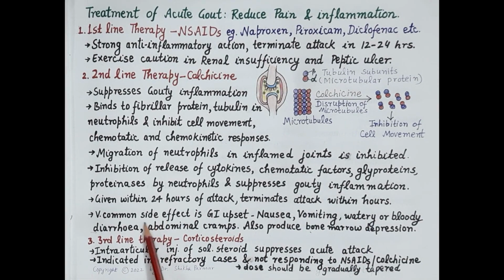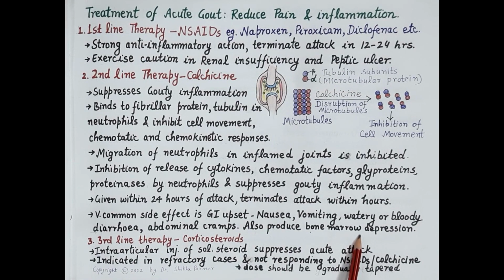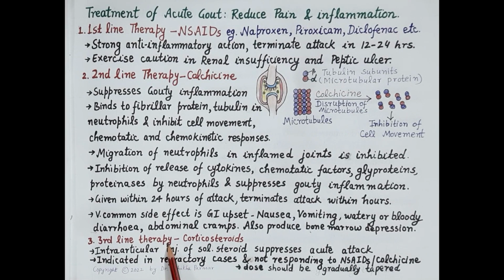Now, let's talk about the toxicity of colchicine. Now, toxicity of colchicine is high and it is dose related. Now, very common side effect of colchicine is the gastrointestinal upset. Colchicine produces nausea, vomiting, watery or bloody diarrhea, abdominal cramps. Now, chronic therapy with colchicine produces bone marrow depression, aplastic anemia, agranulocytosis, myopathy, and it can also cause loss of hair. Now, third line therapy for the management of acute gout attacks is the corticosteroids, for example, prednisolone.